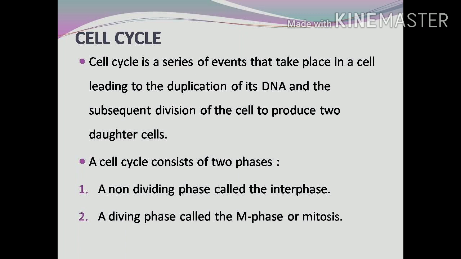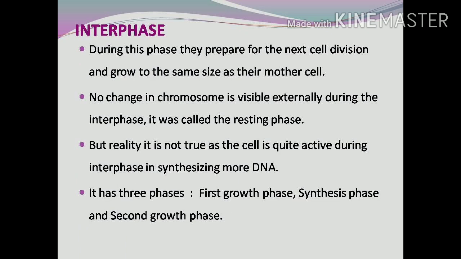A cell cycle consists of two phases. First one, a non-dividing phase called interphase, and second one, a dividing phase called the M phase, or simply mitosis. We can see the interphase as well as the M phase. First, we can study interphase.